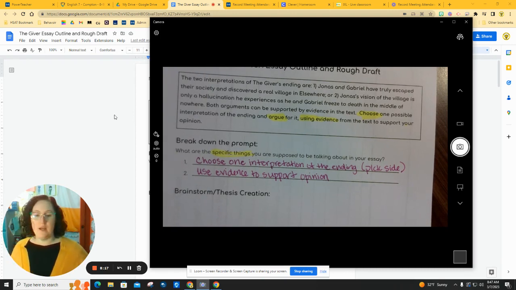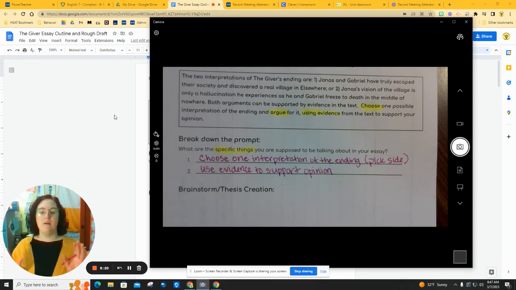All right. Now we know what we're supposed to do. We broke down the prompt. We look at this and say, okay, I have to pick a side. I have to pick Jonas lived or Jonas died. And I have to use evidence from the book to support why I think that. So I cannot go online and pick things from the internet to support. I can only choose things from the book to support why I think what I think.